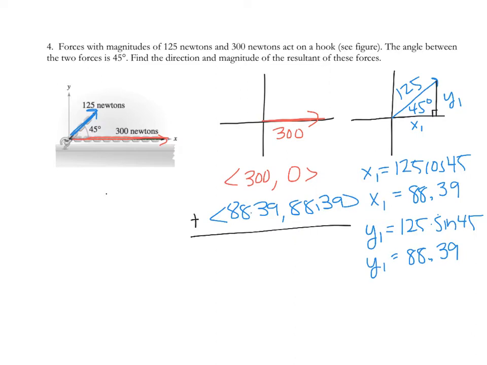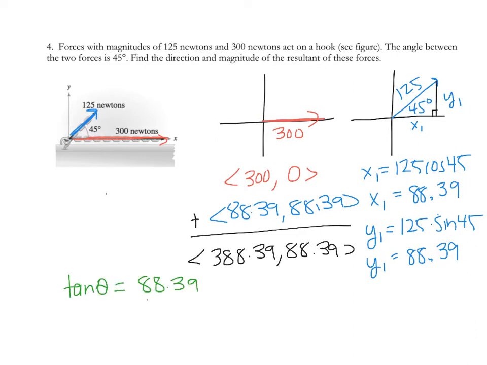So we would add those together. The resultant vector is going to be 388.39, comma 88.39. And then we need to find the direction and the magnitude. The direction, we're going to use tangent. Tangent theta is equal to the y value over the x value. And this one is going to be in the first quadrant because everything's positive, so I don't have to worry about finding the standard position of the angle. Whatever the calculator tells me is going to be the answer.